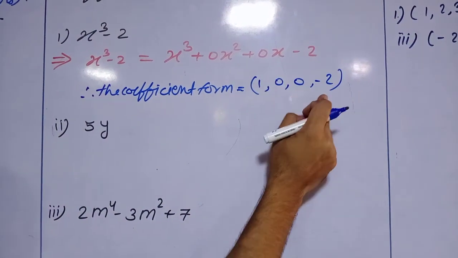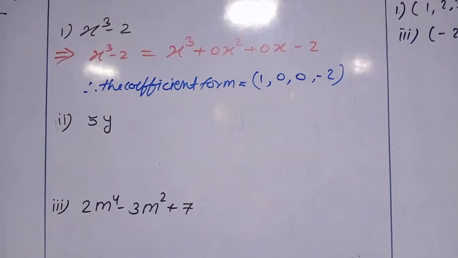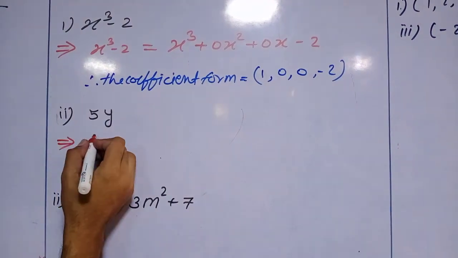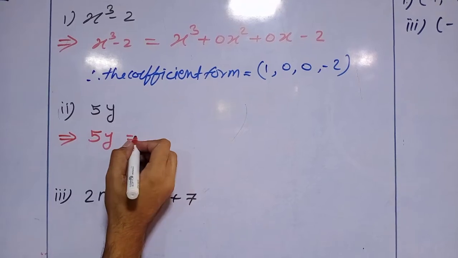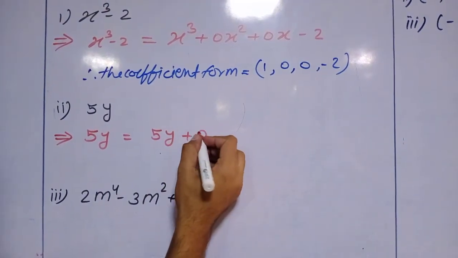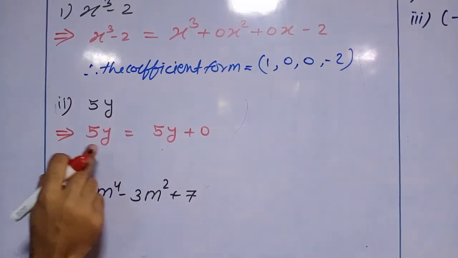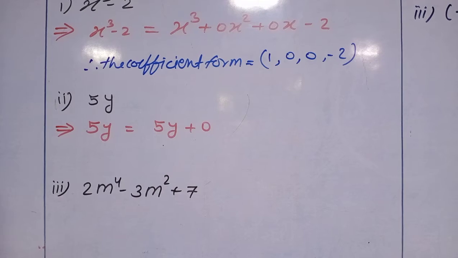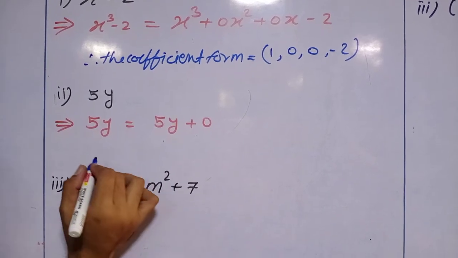1, 0, 0 and minus 2. This way we can write. In the second one, 5y. We can write that 5y like 5y plus 0, because here we have y raised to 1, we need y raised to 0. So therefore we can write 5y plus 0.